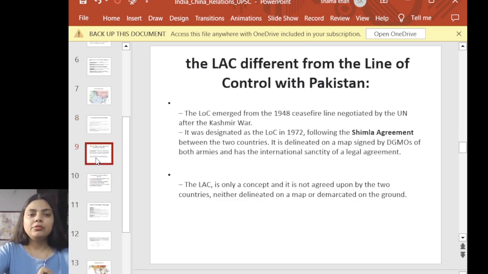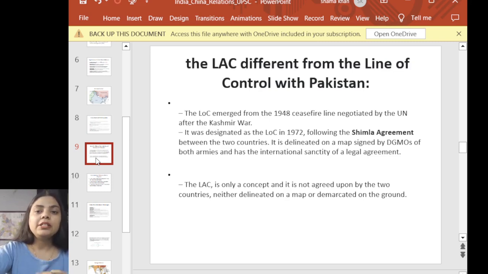I don't know how much you can connect this topic with this theme, but it is a subtopic where you should have clarity on what is LAC and what is LOC. LAC is something we have with China, and LOC, the Line of Control, is something we have with Pakistan. If I talk about the LOC, its origin you can trace to the year 1948, the ceasefire line negotiated by the UN after the Kashmir war.